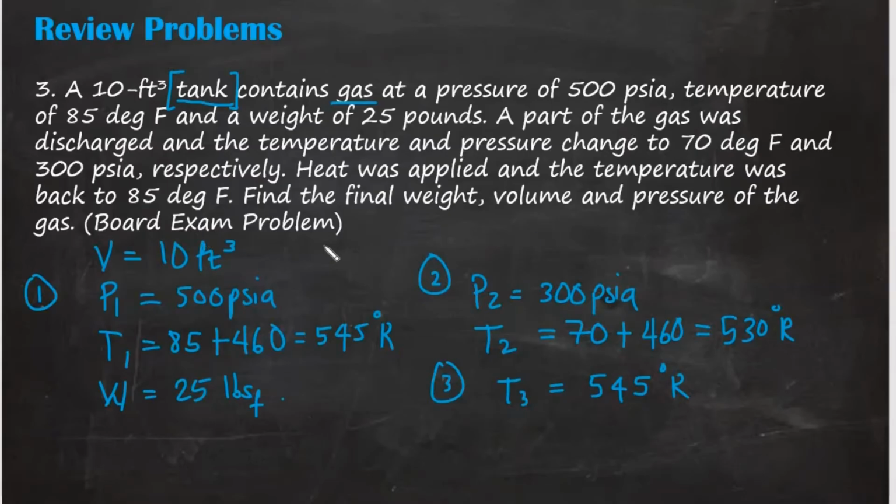This is a board exam problem. So here we can see, if you are observing, we can already answer the volume because this is a tank. So therefore, V sub 3, okay, final volume, but there's no really final volume because it's a tank.